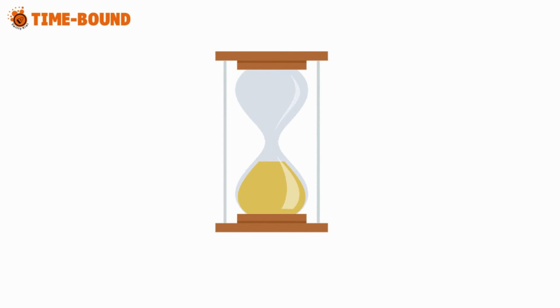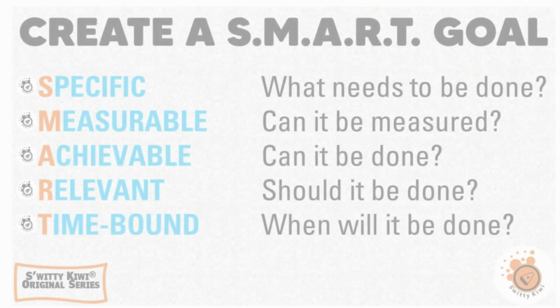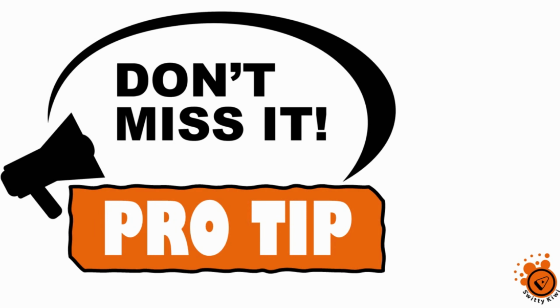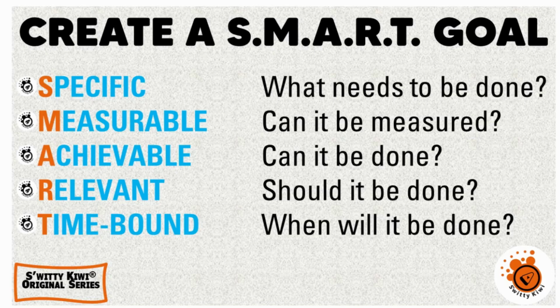Now, to set SMART marketing goals, you can use the template below that we have done for you. Again, we put it on the screen here. If you want us to send you a copy of this electronically, just let us know. Contact the Awesome Sweetie Kiwi Show. Our team will be very happy to send this to you. As you can see on the screen right now, the template says SMART goal: specific, what needs to be done; measurable, can it be measured; achievable, can it be done; relevant, should it be done; and time bound, when will it be done? Okay, so you want to use this sort of template.